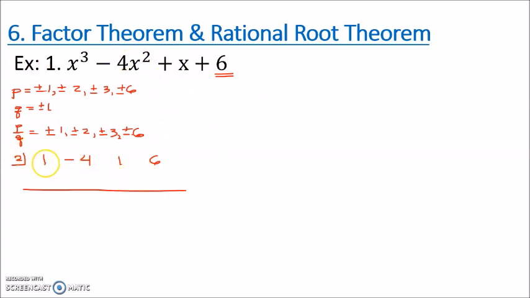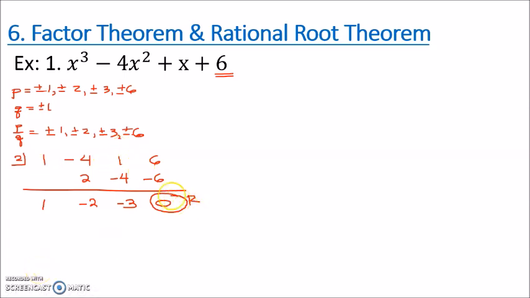Okay? So, bring down 1. 1 times 2 is 2. Negative 4 plus 2, that's negative 2. Negative 2 times 2, it's negative 4. 1 minus 4 is negative 3. Negative 3 times 2, that's negative 6. 6 minus 6 is 0. So, ito yung hinahanap natin. Dapat magiging 0 ito dito because this is the remainder.